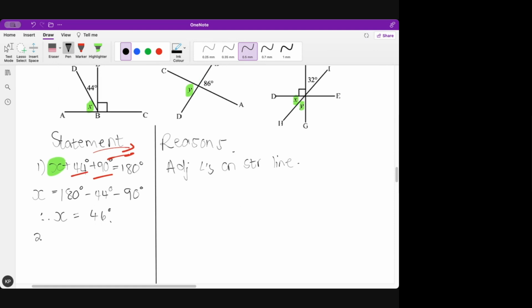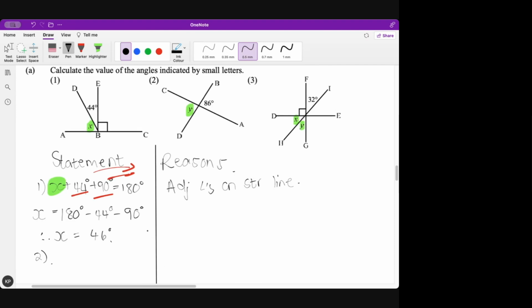Let's look at number two. Number two is pretty short, right? What do I write?